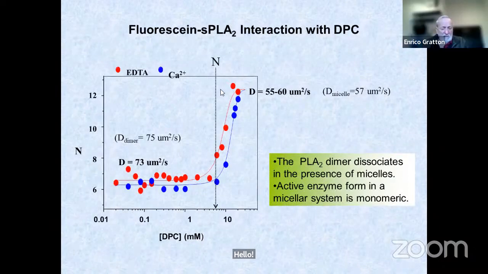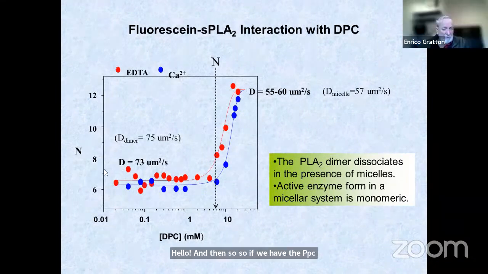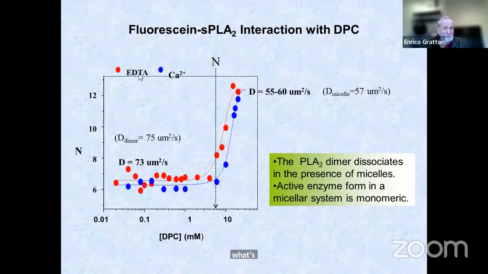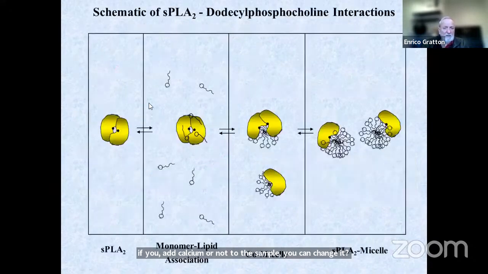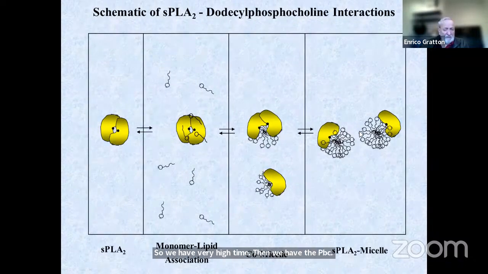And so if we have the PPC, we measure the number of molecules and we have a very different number. For example, if you add calcium or not to the sample, you can change the concentration of the bound form. This is the model that we end up with. So we have very high binding. Then we have the PPC. And then we dissociate at very high concentration.